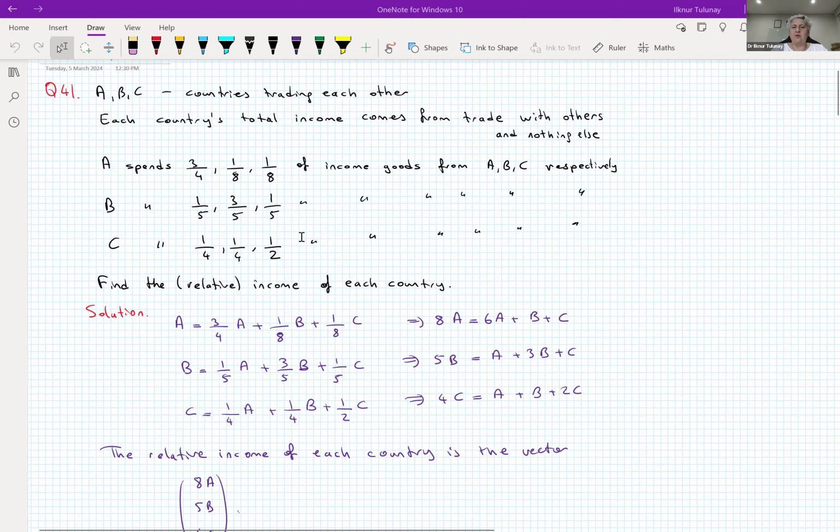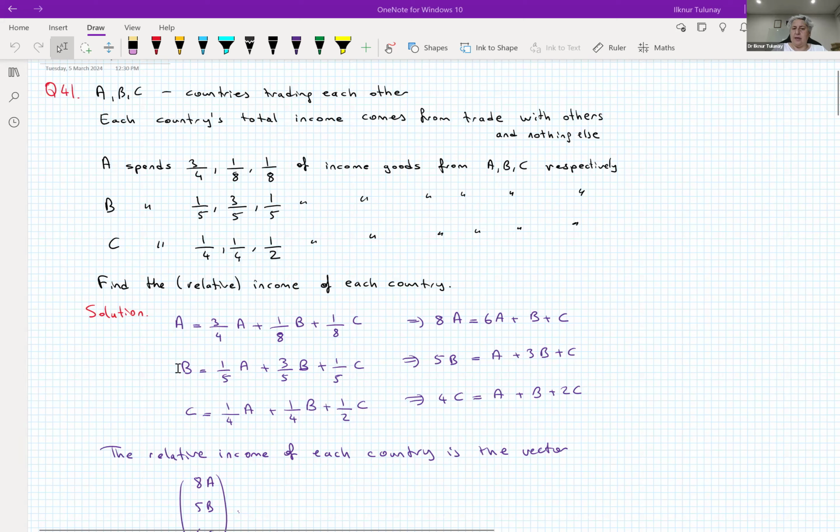So this is what is given to us, and we would like to use this input to first construct a linear system of equations. The first sentence says that A spends 3/4 times A plus 1/8 times B plus 1/8 times C. So this gives us the equation A = 3/4 A + 1/8 B + 1/8 C. The common denominator on the right-hand side is 8, so we multiply everything by 8. We need to multiply 3/4 by 8, which gives 6. Then we will have 8A = 6A + B + C.